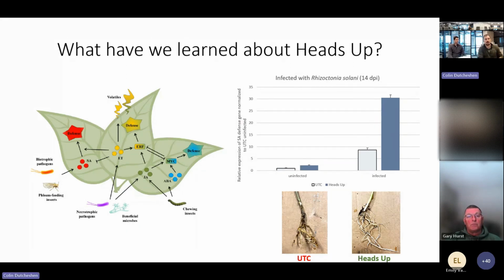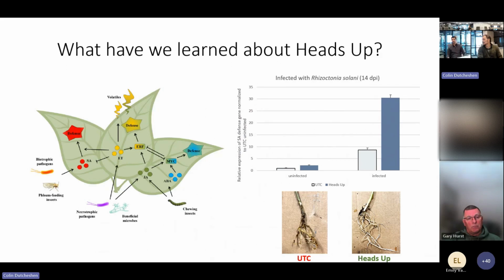So Nick, here's a question for you. You're looking at gene expression with Heads Up, and we're eliciting and turning on the specific gene related to plant defense. And you've looked at this 14 days after planting on the chart, but you've also looked at it further out than 14 days as well.